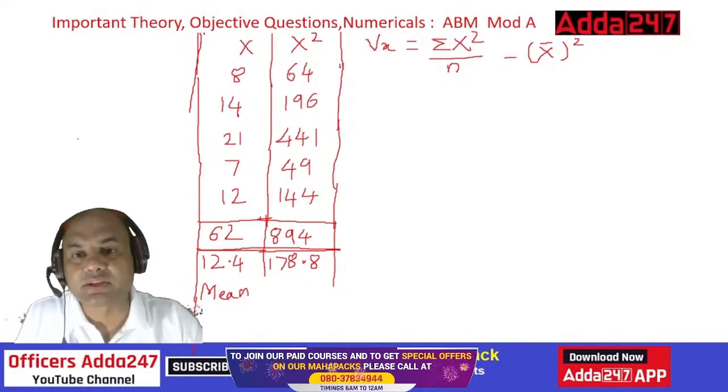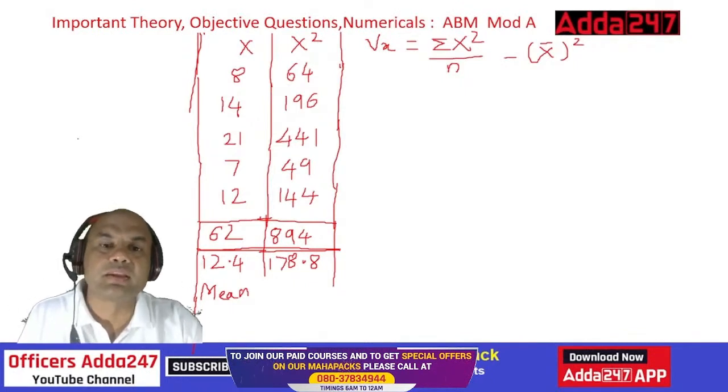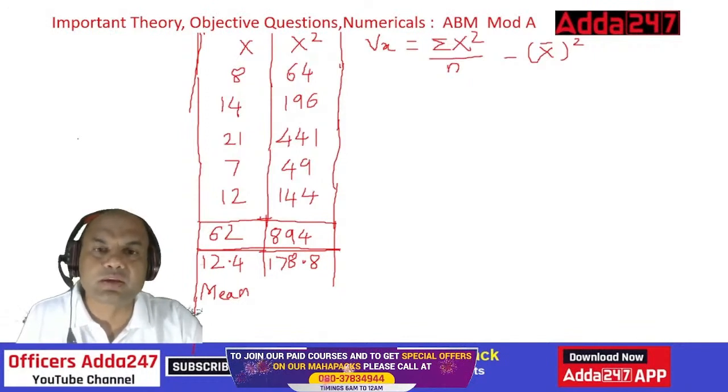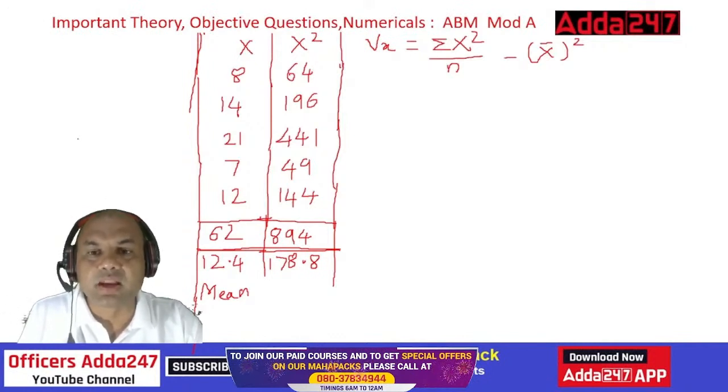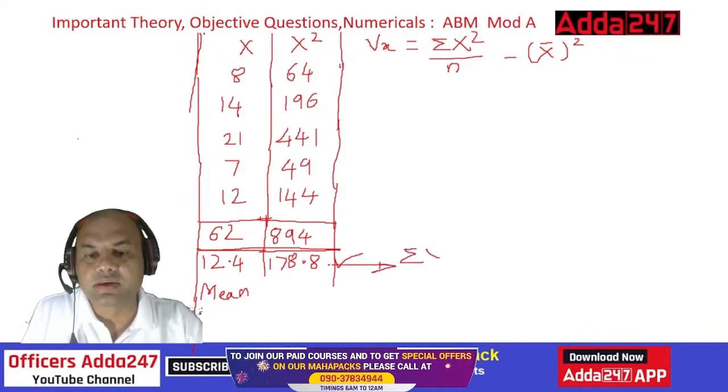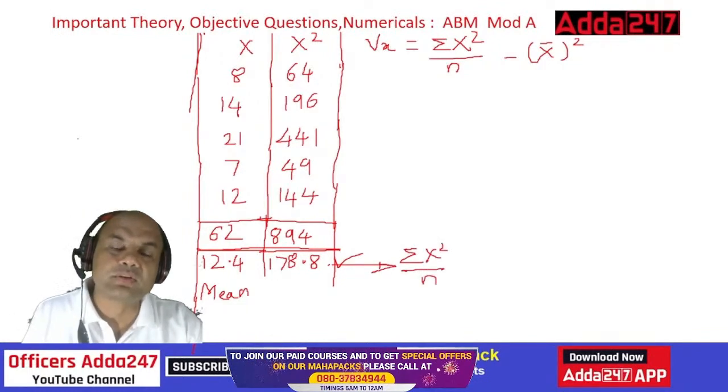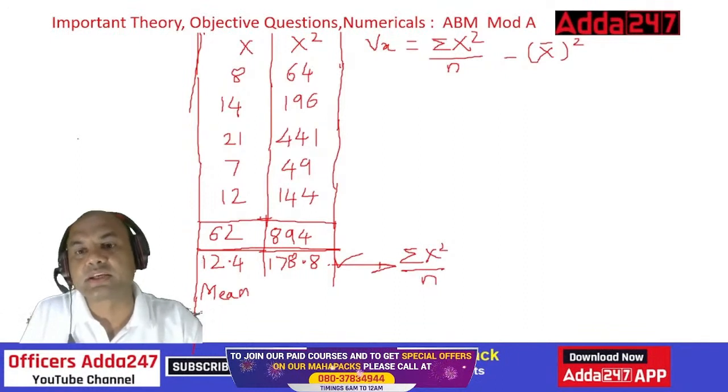Now what is summation x square upon n? What did we find out over here? This is x square. This is the total. So this is summation x square. And upon n means divide this 894 by these 5 numbers. So the answer which you have got is equal to summation x square upon n. Okay, so you'll say, sir, now this is got. What about this x bar square?